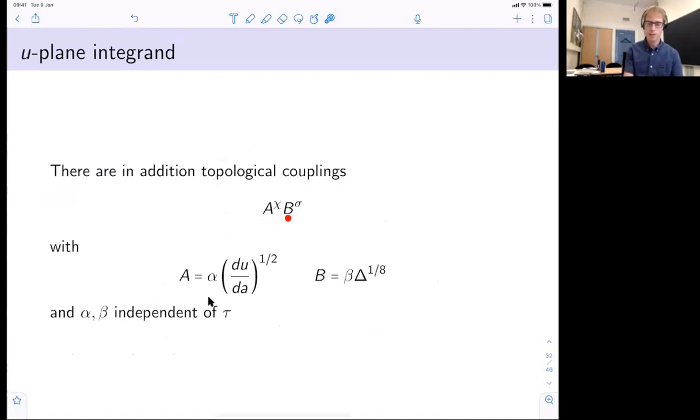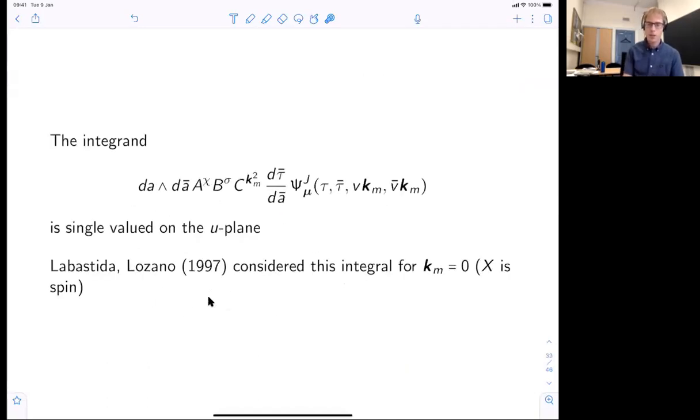And they are of the form A to the power chi and B to the power sigma, because chi and sigma are the topological quantities you can get from the curvature. And A and B take the following form. B is written in terms of delta, the discriminant of the Seiberg-Witten curve we saw before. And A is written in terms of a derivative du/dA, which we can also determine explicitly. So then we get the following integrand. The measure is dA wedge dA bar, then A to the chi B to the sigma C to the K_m squared.